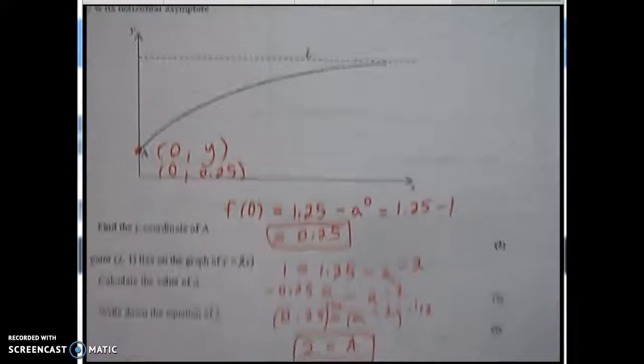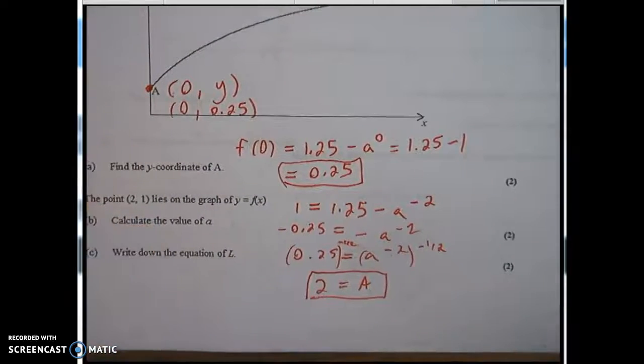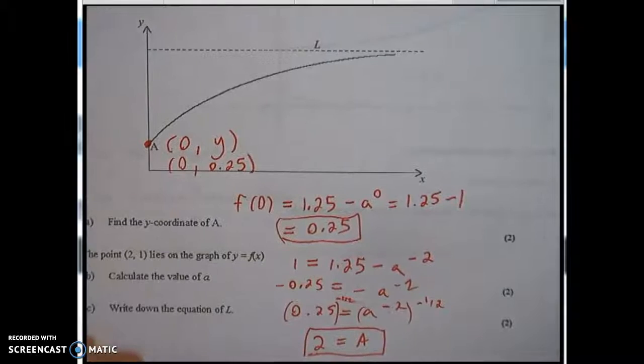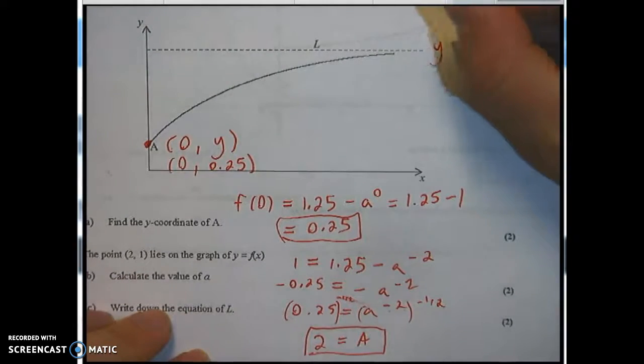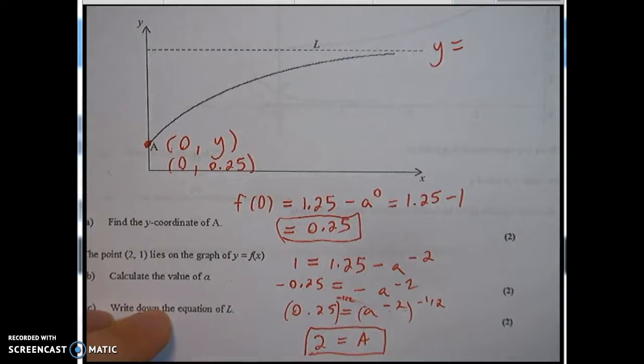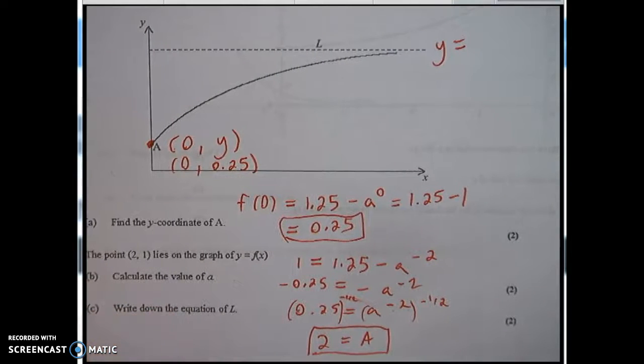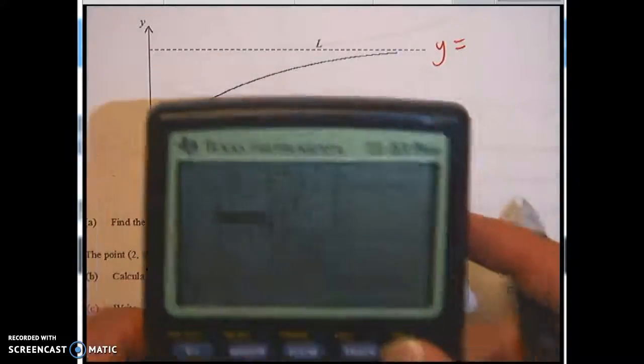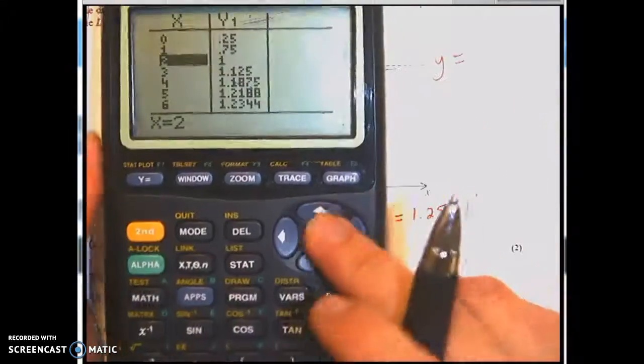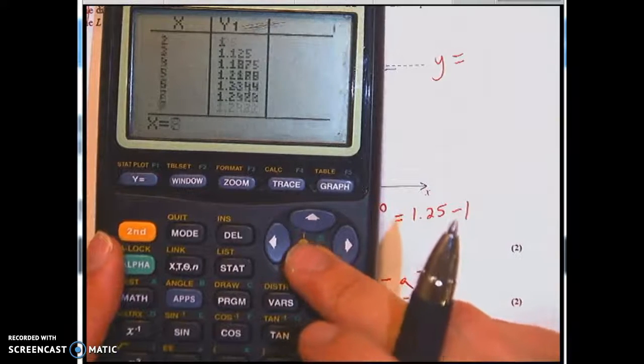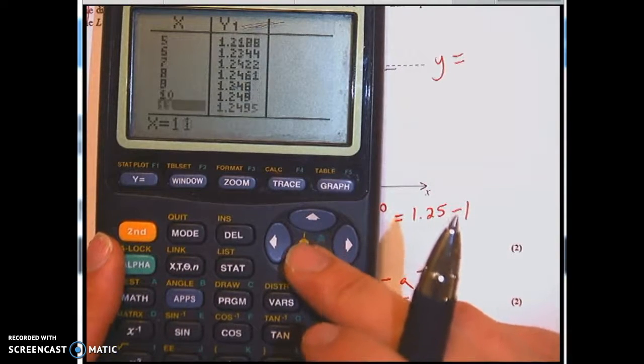All right, there's one more part to this. Write down the equation of L. The L is, again, just this horizontal asymptote, y equals something. And again, that comes directly from the equation, 1.25. Now, just so that you believe me, I'm going to go to the table in my calculator here so you can see that this thing approaches 1.25, but it's not going to get there.